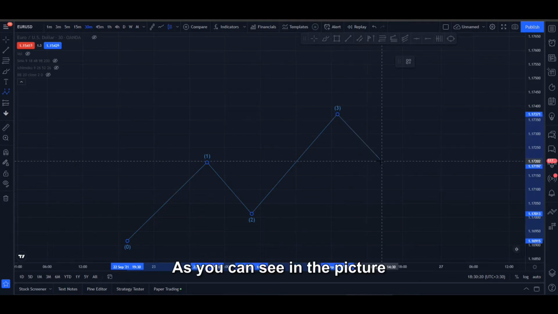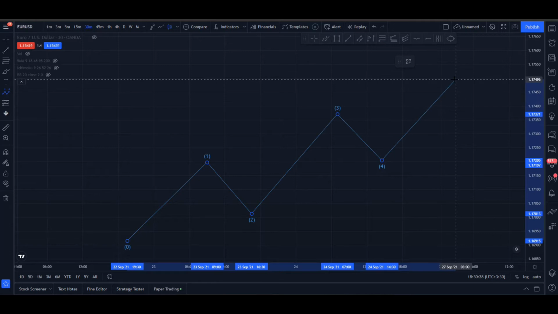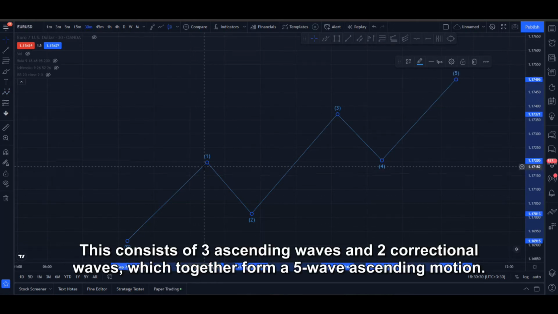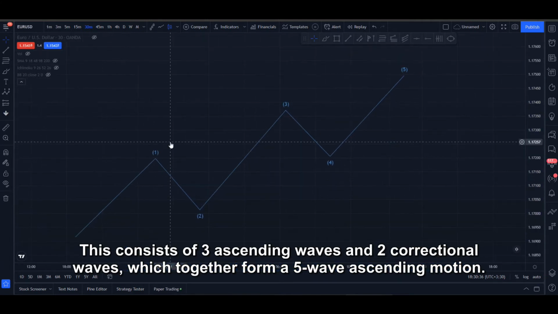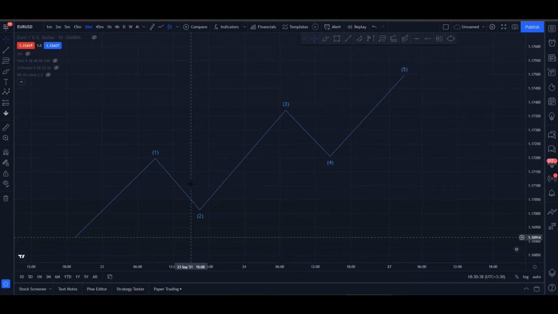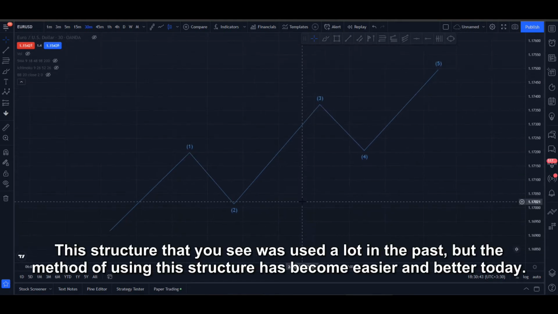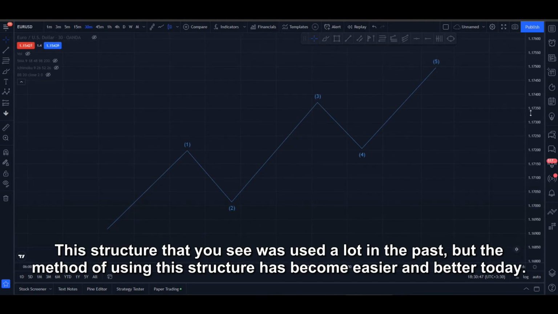As you can see in the picture. Complete wave 5. This consists of 3 ascending waves and 2 correctional waves, which together form a 5-wave ascending motion. This structure that you see was used a lot in the past, but the method of using this structure has become easier and better today.